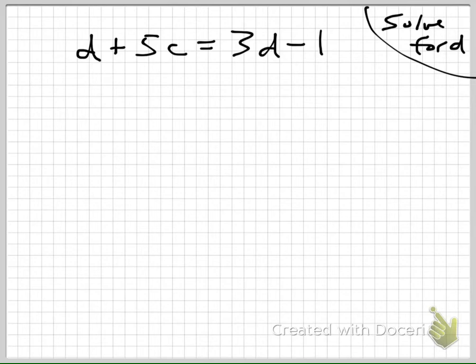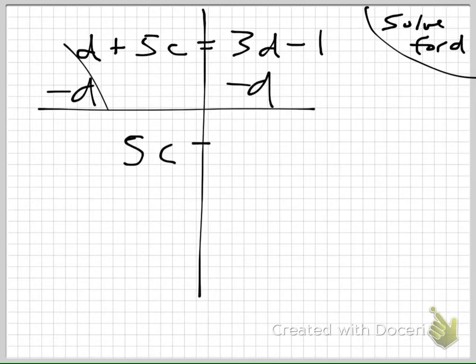Here we go. First thing you do, line up on the equal sign. I've got d, which I'm trying to solve for. I've got it on both sides of the equation. I've got to get rid of that. How am I going to do this? You know how to do this. What am I going to do? Get rid of the smaller one. Minus d, they're gone. 5c equals 2d minus 1.